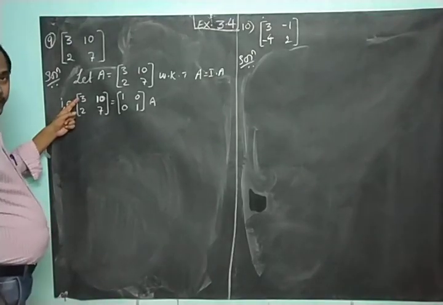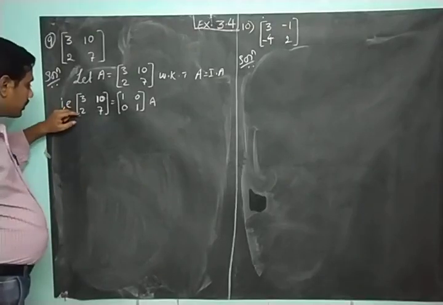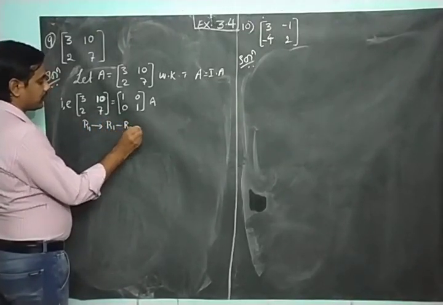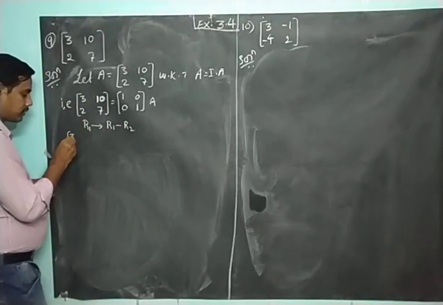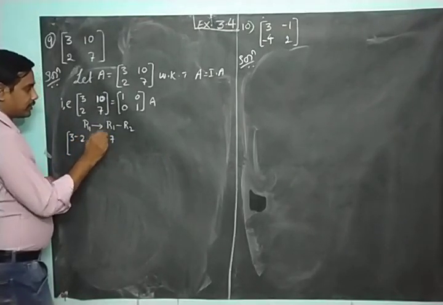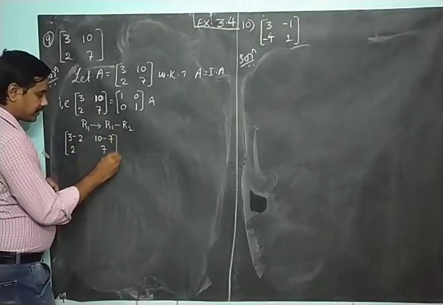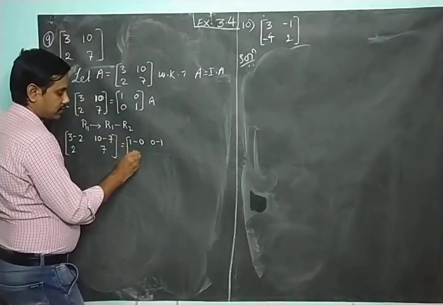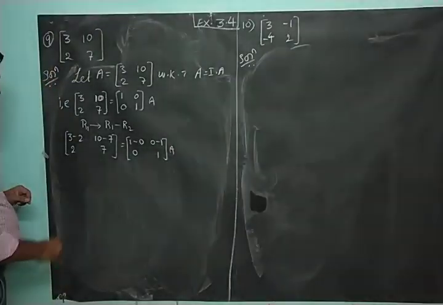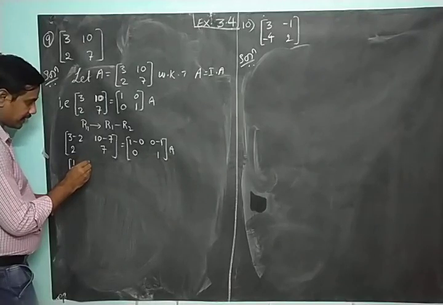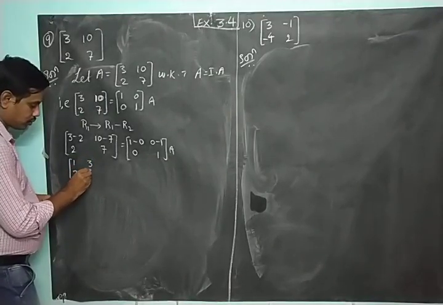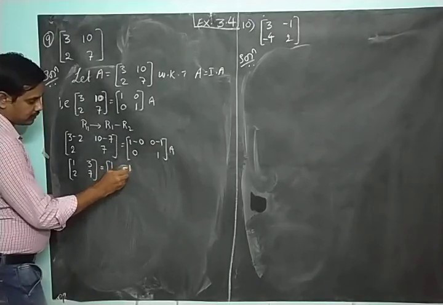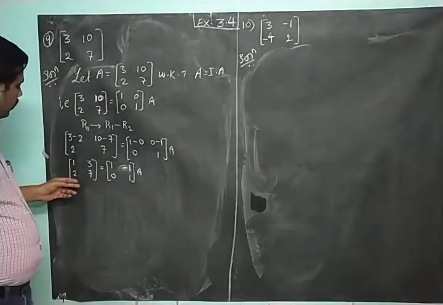Now observe here, A11 is 3, we need 1 there. So I need to subtract 2. From where will I get 2? That is from row 2. So row 1 changes to row 1 minus row 2. So 3 minus 2, 10 minus 7, and row 2, 2 and 7 as it is. Here also the same thing applies: 1 minus 0, 0 minus 1, and 0, 1 as it is. Then this will be 3 minus 2 is 1, 10 minus 7 is 3, 2, 7. So now we got 1 here.